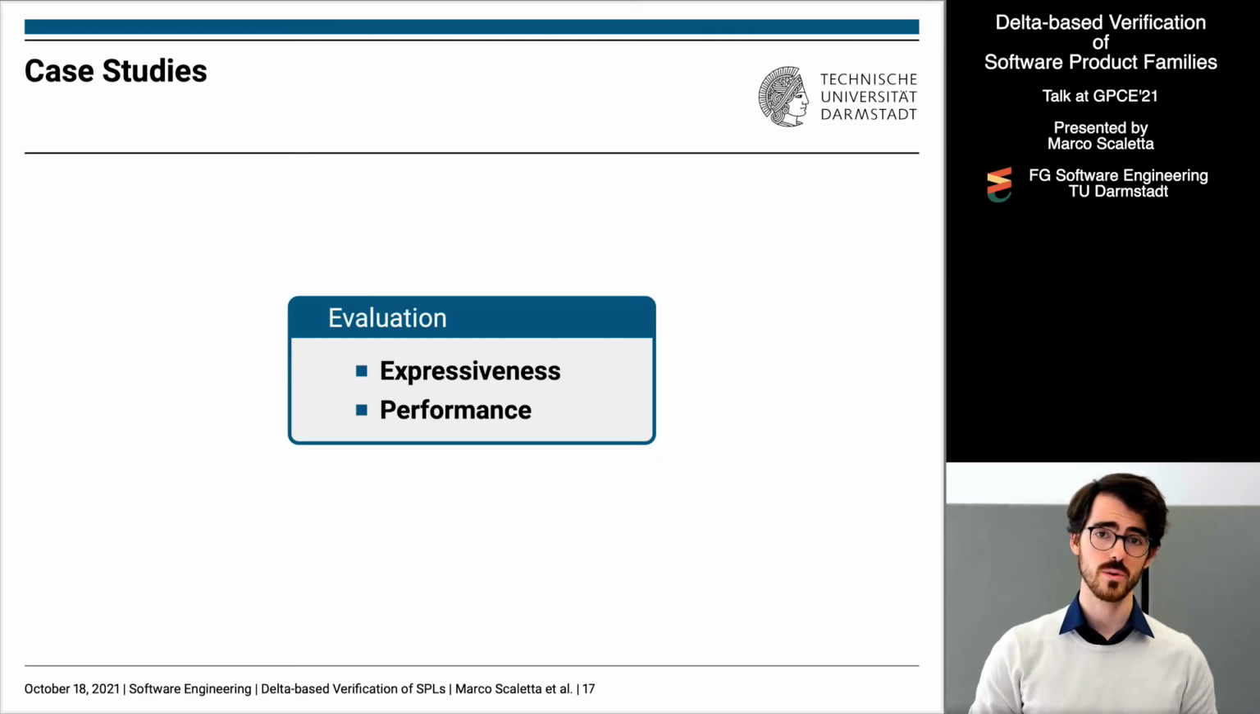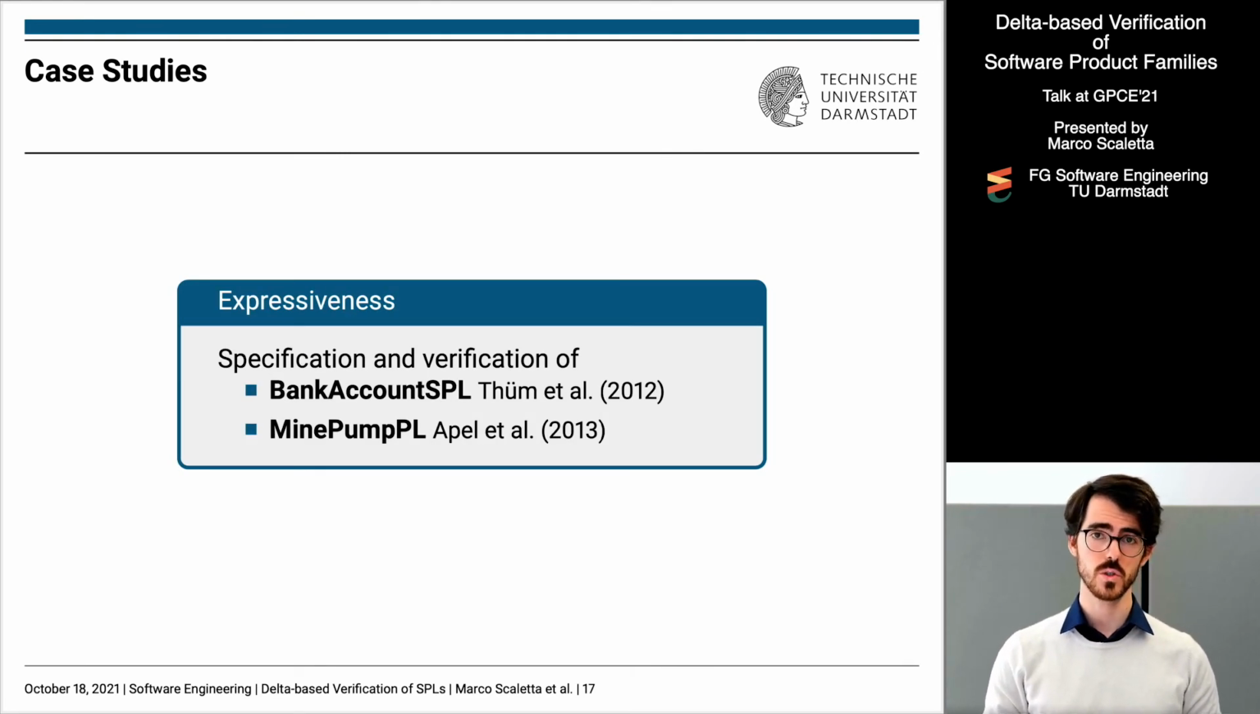In order to evaluate our approach, we wanted to know if it's expressive enough to specify and verify existing software product lines, and also what its performance is. For the first point, we consider two widely used software product lines: bank account, that is a software product line for managing a bank account with withdrawal fees and so on, and mine pump SPL, that is a product line for the security in a mining environment. We focus on performance for the second one because it's the more complex.